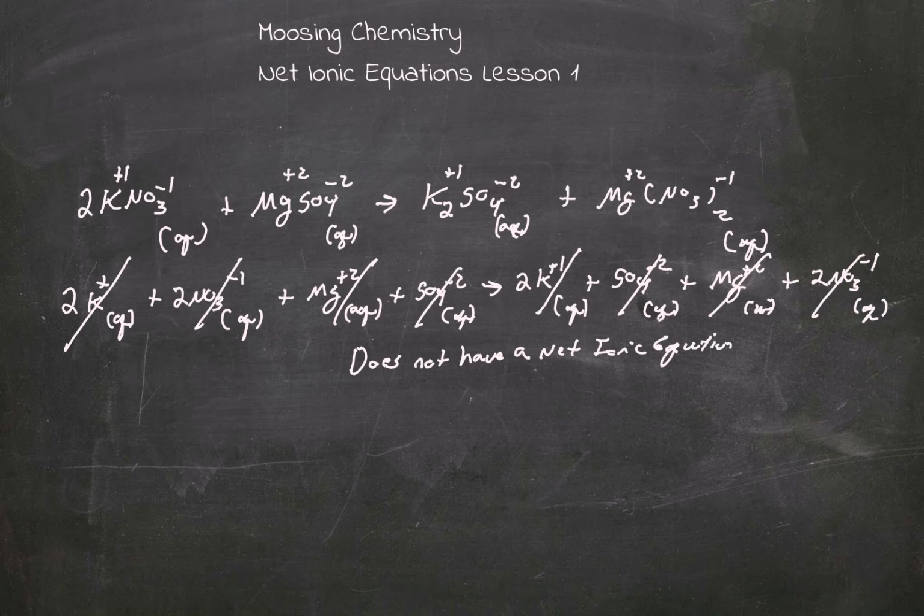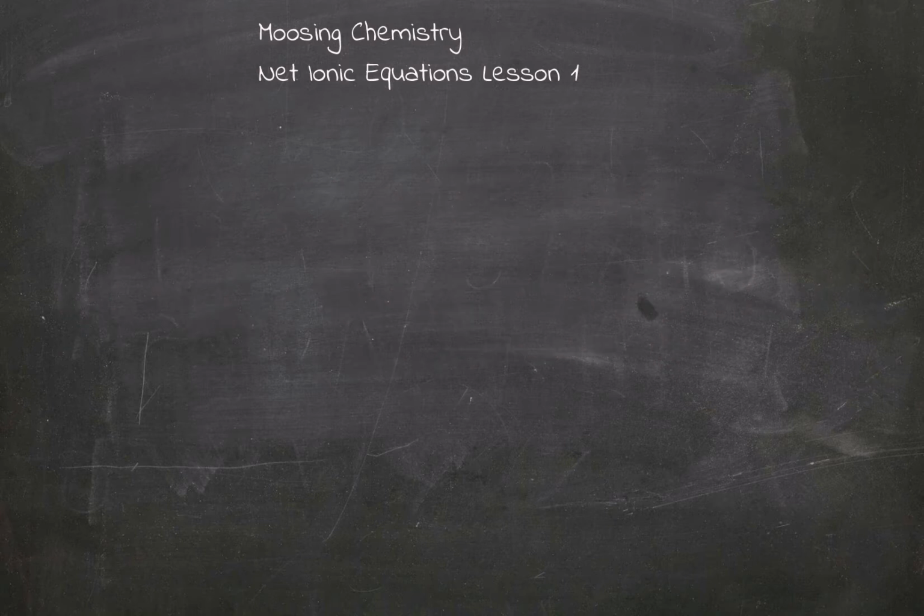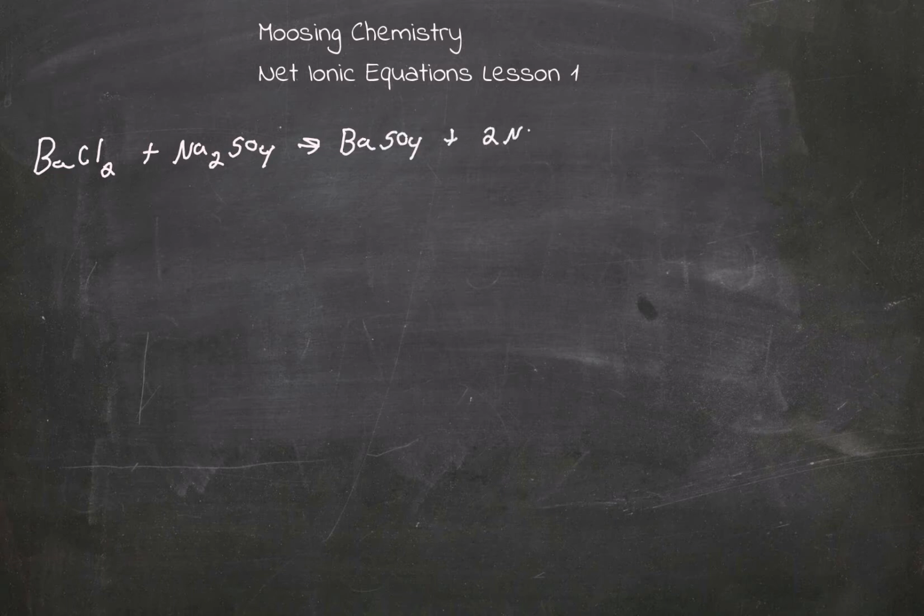All right, so let's clear all the drawings on this one. Let's do one more. All right, so let's do the next one. BaCl2 plus Na2SO4 yields BaSO4 plus 2NaCl.